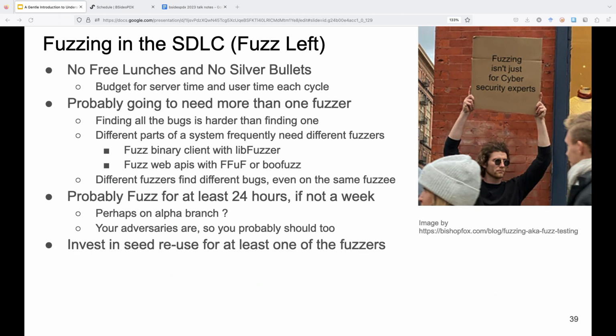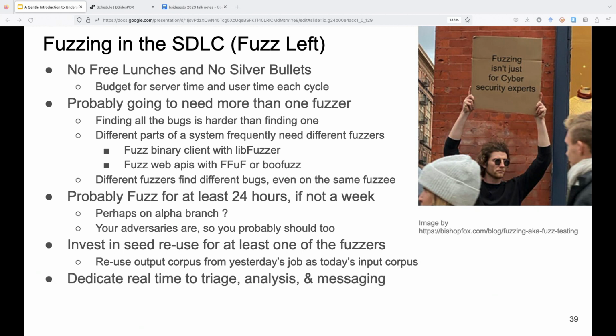And one of the ways you can save the bill a little bit is to reuse your seeds. If you're using something like AFL, there's always an output corpus at the end. Here was the state of my fuzzing queue when I exited. You can feed yesterday's job into today's job and try to chain things, so you're not revisiting the same thing all the time. It can take a little bit of scripting to do that, but I believe that's within everyone's skill set.